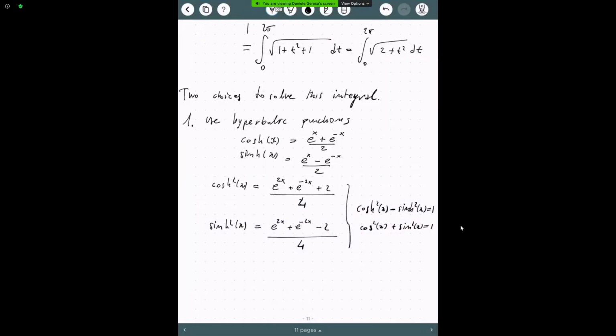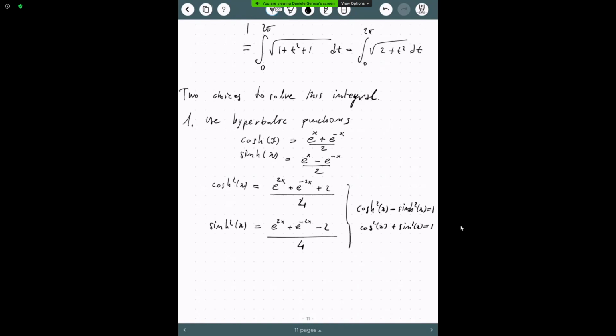Then you can actually prove that if you differentiate the hyperbolic cosine of x, you get the hyperbolic sine, and vice versa. So they are very nice functions. And if you do the substitution t equal to hyperbolic sine, in that integral you can get a nice thing. So maybe this can be left for you as an exercise.